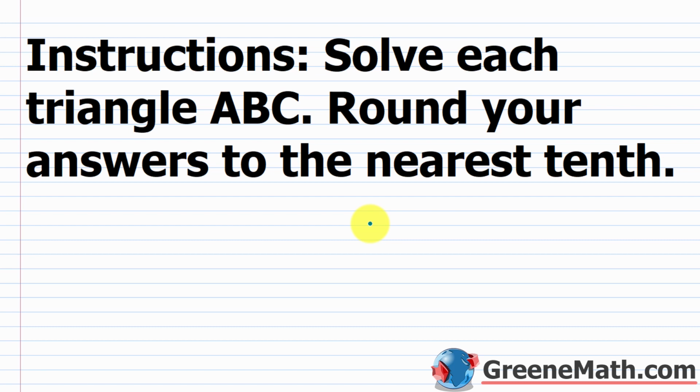All right, let's take a look at the practice test. For the instructions, we're asked to solve each triangle ABC. Remember, when we solve a triangle, this means we're finding all the missing side lengths. It also means we're finding all the missing angle measures. Additionally, we're asked to round your answers to the nearest tenth.